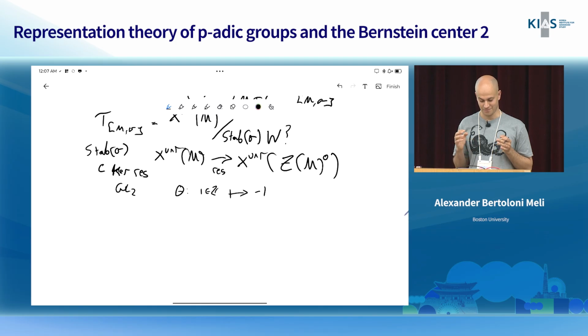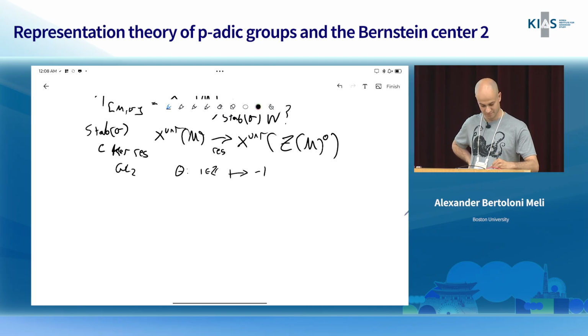Of course, if M is a torus, then this map is an isomorphism, so there's no kernel and there's no Stab sigma. Also, if your group is semisimple, then this Z_G circ is trivial, and there are really no unramified characters, so again there's not much of a Stab sigma. So this is an example where it shows up.